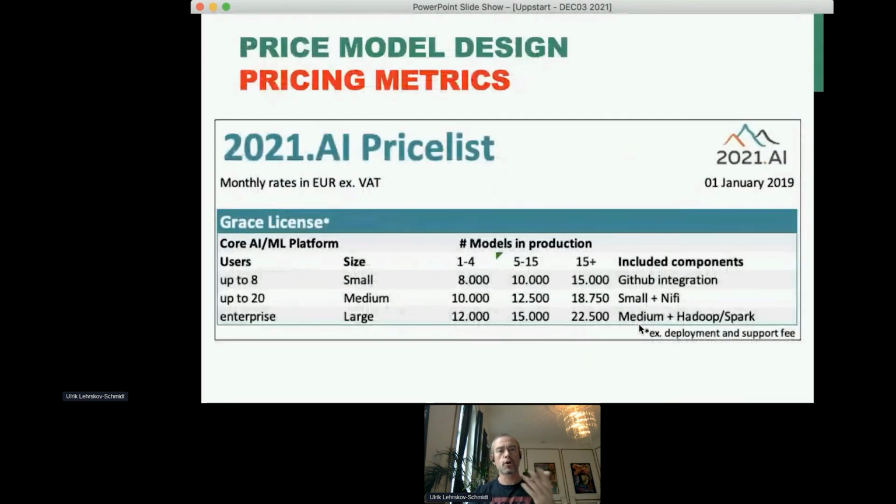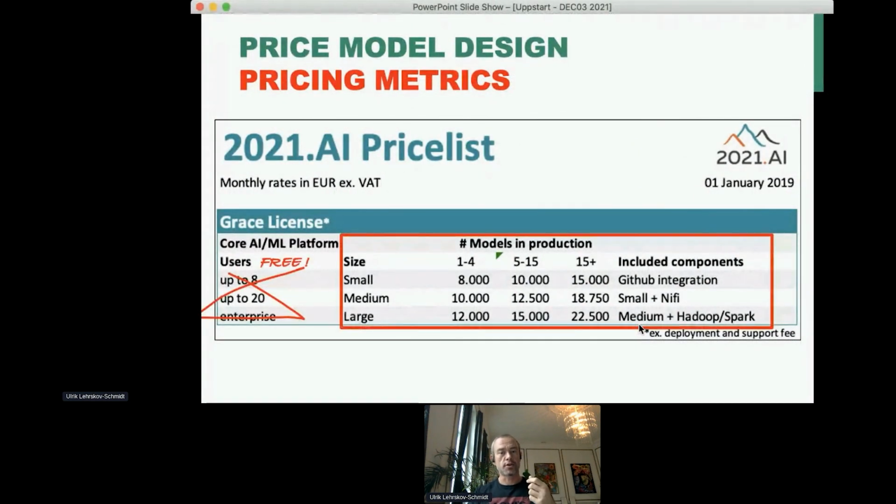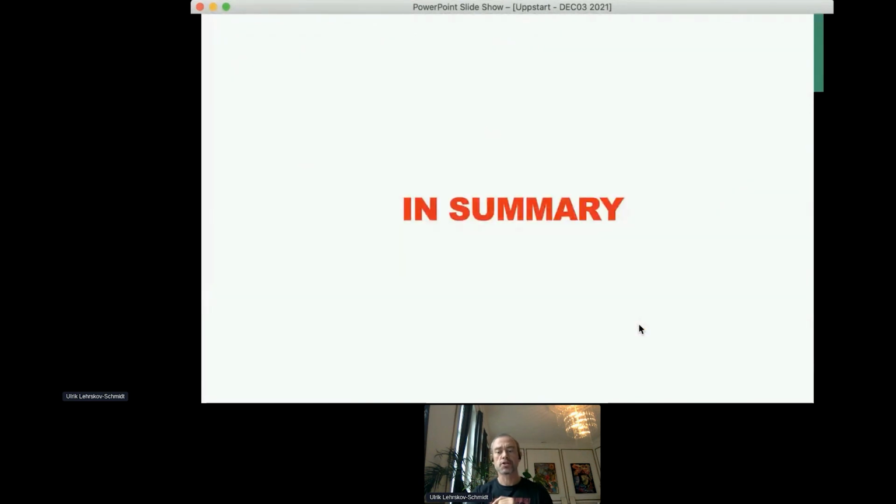So if we go back to the 2021 AI price list, the recommendation here would be: ditch this, and here's your pricing. Just make users free, charge based on models. They sit far enough back in the value chain. They are actually considered fair to be charged by from your customer. So just use that.